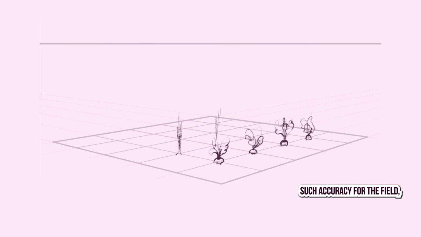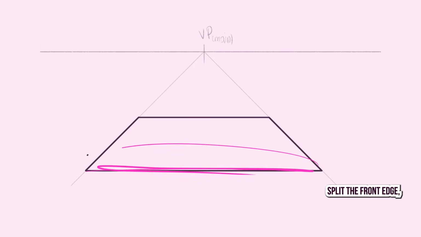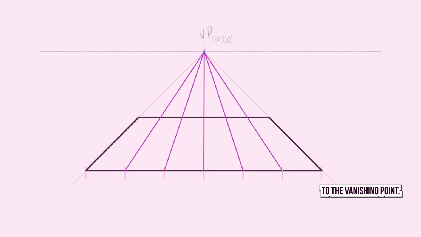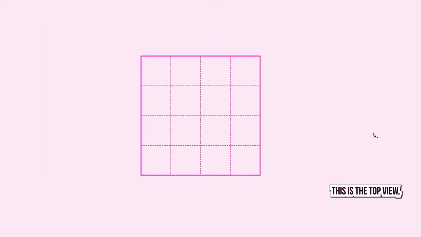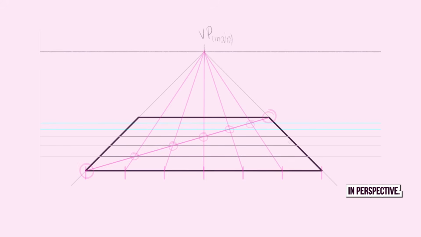If you don't need such accuracy for the field, just draw the grid. You can use our first multiplying method for this, but it is a real pain to do it this way. Just draw the full field, split the front edge, it stays true in one point perspective, and send the guide to the vanishing point. This is the top view. If you draw just one diagonal, you'll see that it crosses every guide, just in the right place for splitting. We can use this in perspective.